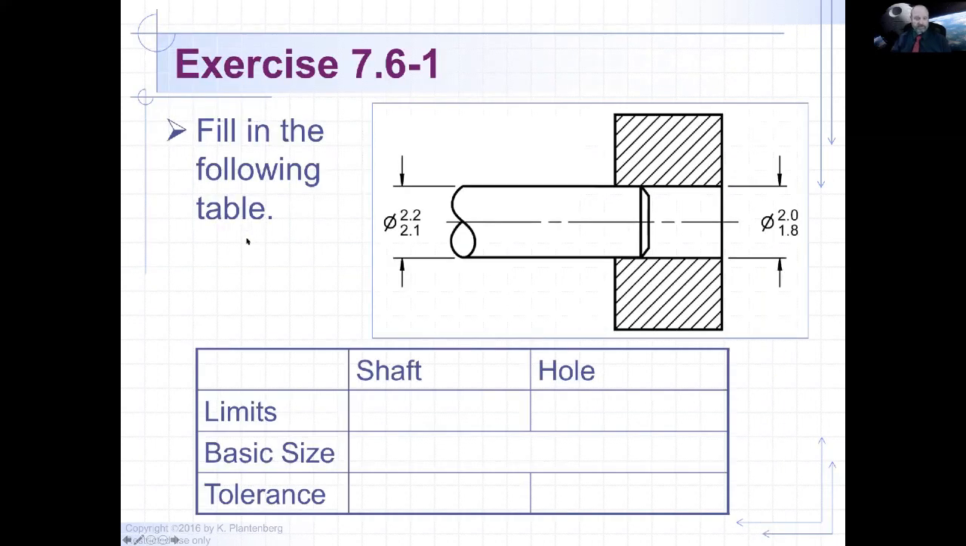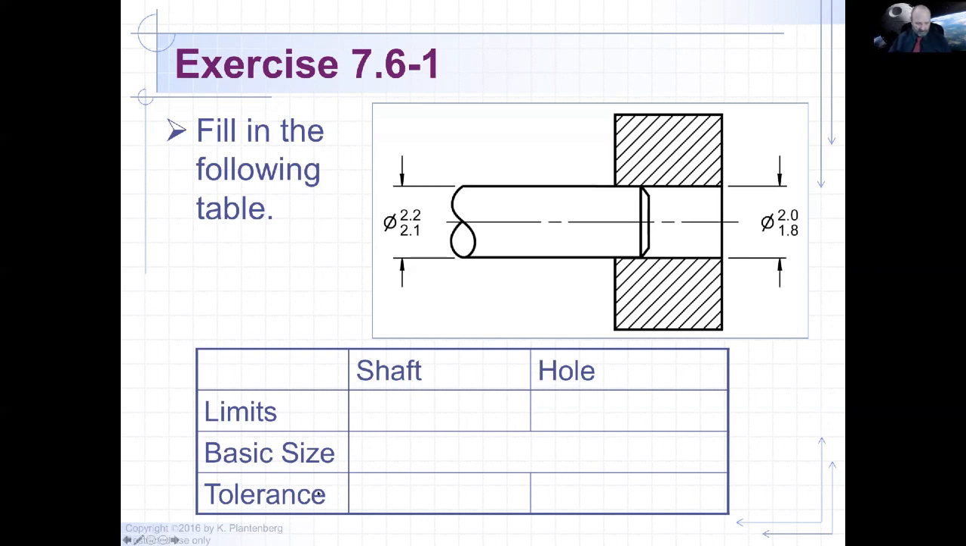Okay, so let's go through some definitions here. If you see this sketch here, right, we've got a shaft and a hole just like before, except now we've got millimeter definitions or limits. Okay, so the limits for the shaft is 2.1 to 2.2, right? The basic size, anybody want to venture to guess what the basic size is in the chat box? 2. Yep. Good job.